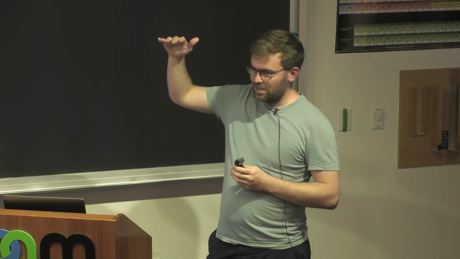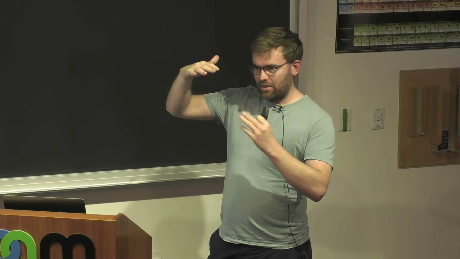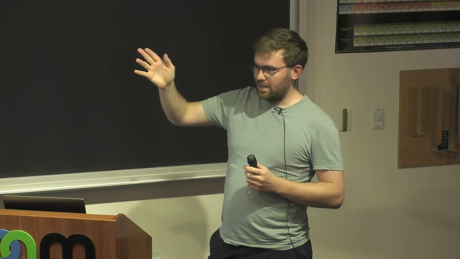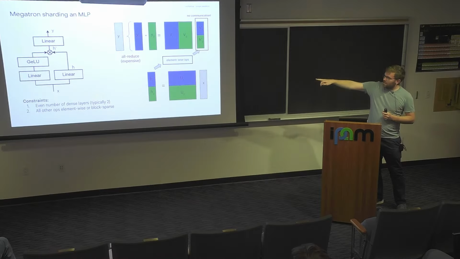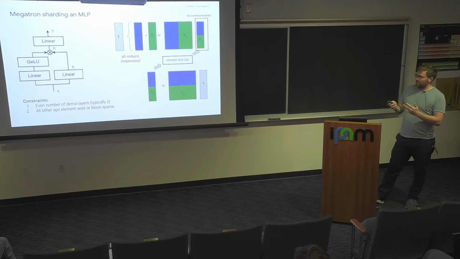So people only ever use even numbers of dense layers, and basically they only ever use 2. Any other operation that happens between those 2 dense layers either has to be element-wise, or if not element-wise, it has to be block sparse, meaning that it lives entirely within H1 or H2, and it doesn't create communication across the 2. If you have a design at the small scale you want people to take seriously, this is one of the rules that you have to obey.